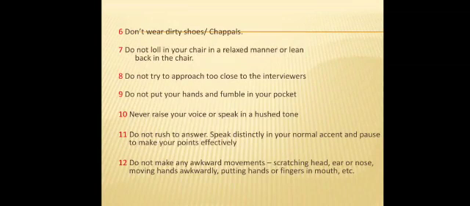That is very important. Do not put your hands in your pocket and fumble. It creates a wrong impression.